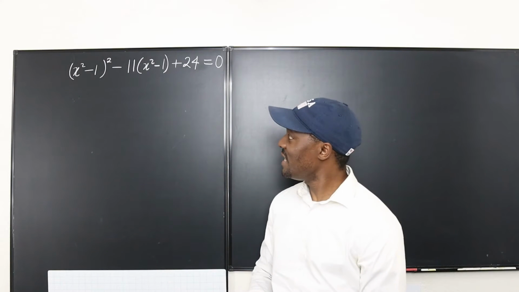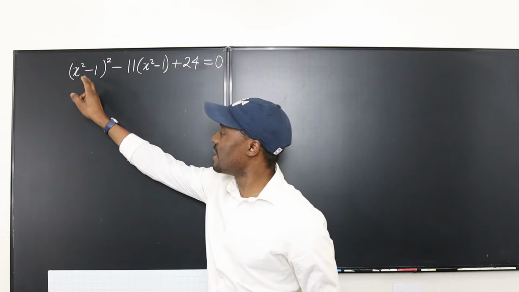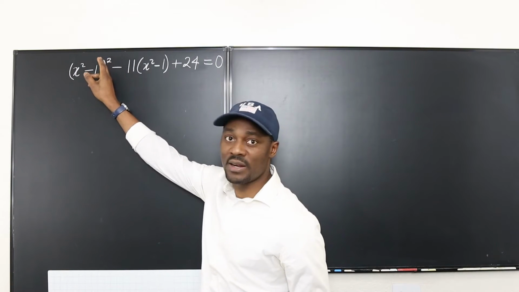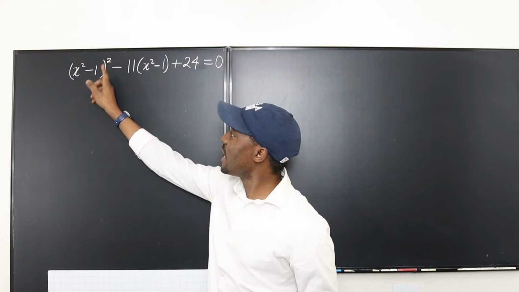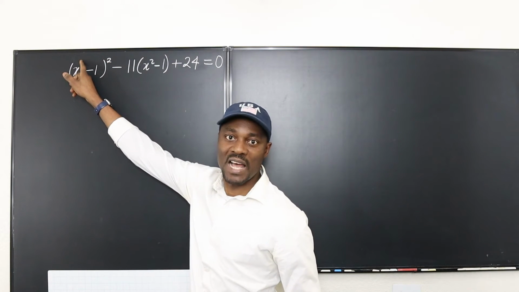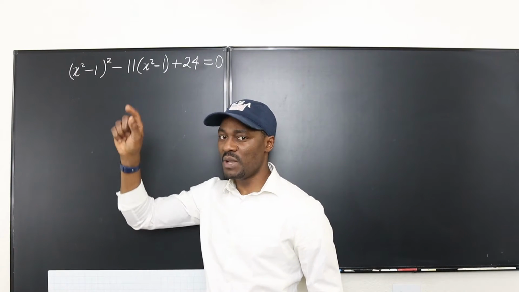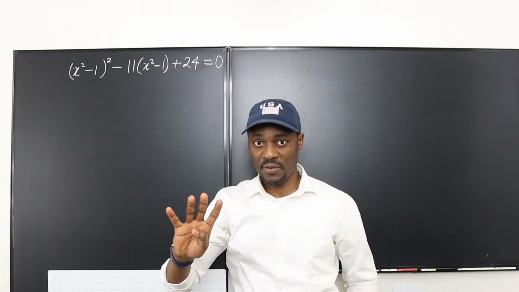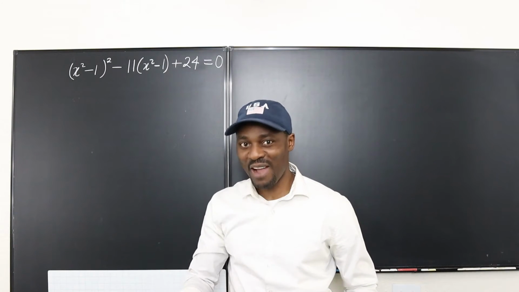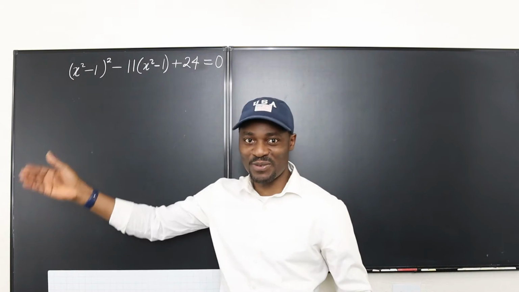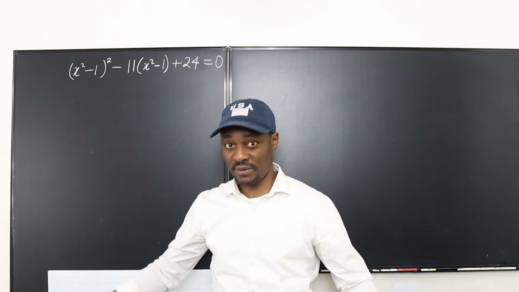So, as you can see, this is a quadratic expression squared. And when you expand this, you're going to end up with x to the fourth as the first term of this expansion. And when you have x to the fourth, it means you're supposed to get 4 roots. It's the fundamental theorem of algebra. Some of the roots may be the same, but you're going to have 4 answers.